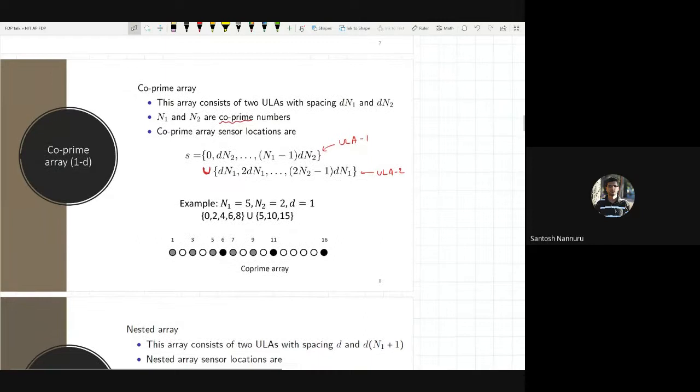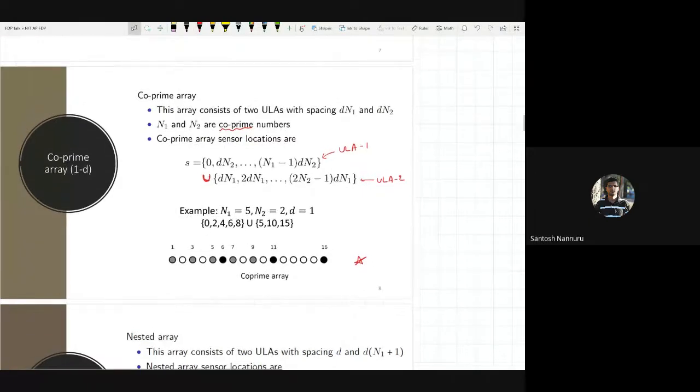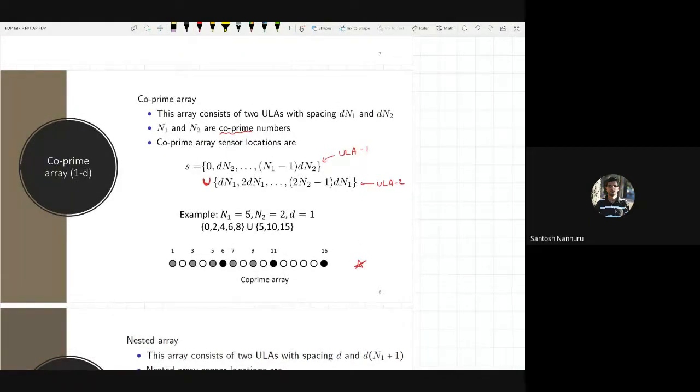So for example, if I take N1 as 5 and N2 as 2, d is 1. d is just some fixed spacing. So it's the integers N1 and N2 which are important. I'll get these two sets: 0, 2, 4, 6, 8, the first ULA with spacing 2, and the second ULA is 5, 10, 15, with spacing 5. The union of these is this array. In the figure of the coprime array, white means empty space, there is no sensor, and gray or black means there is a sensor there. Gray is used for the first ULA and black is for the second ULA.